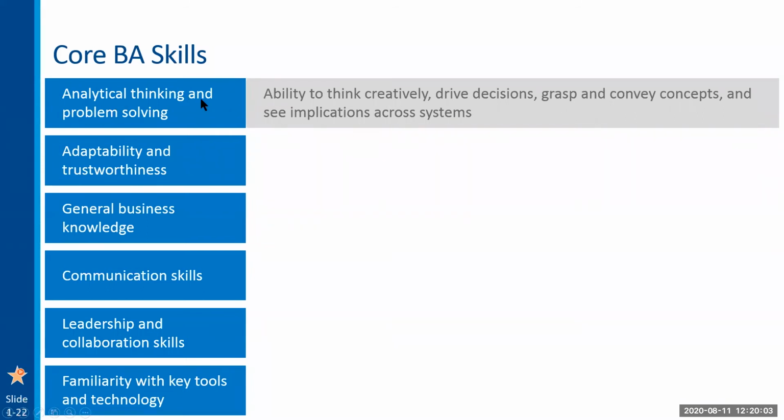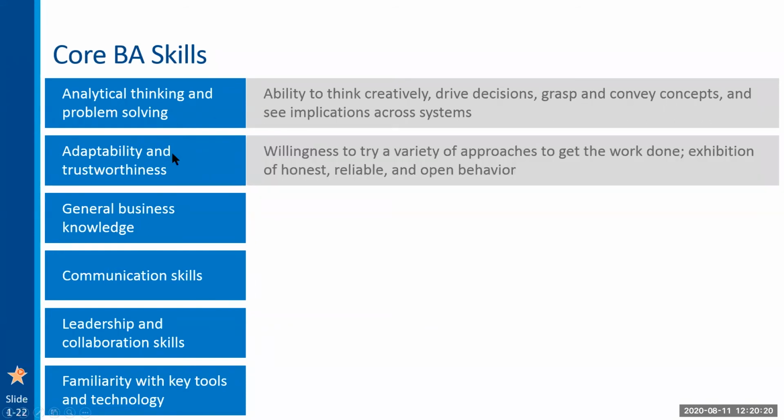Problems are to be solved, well, for successful BAs to have an easy time, but they need to think creatively, drive decisions, grasp and convey concepts, and see implications across systems. So solving problems has to be a puzzle, not really an issue. Adaptability and trustworthiness are core skills for a BA as well: the willingness to try different approaches to get the work done, exhibiting open, reliable, transparent behavior.